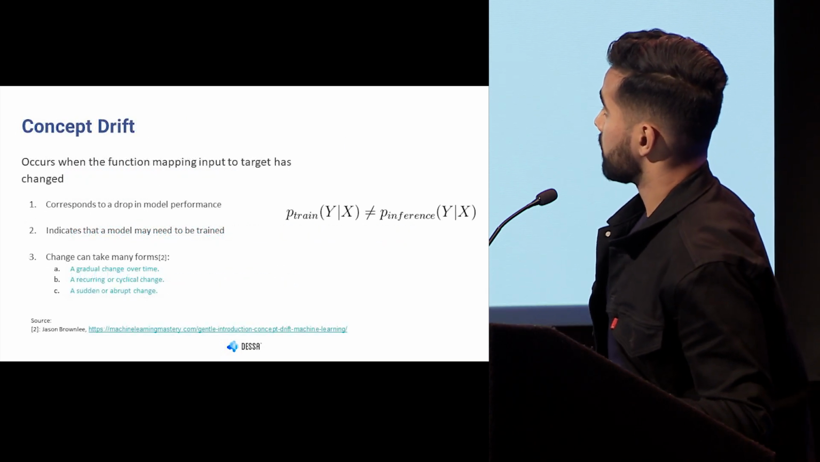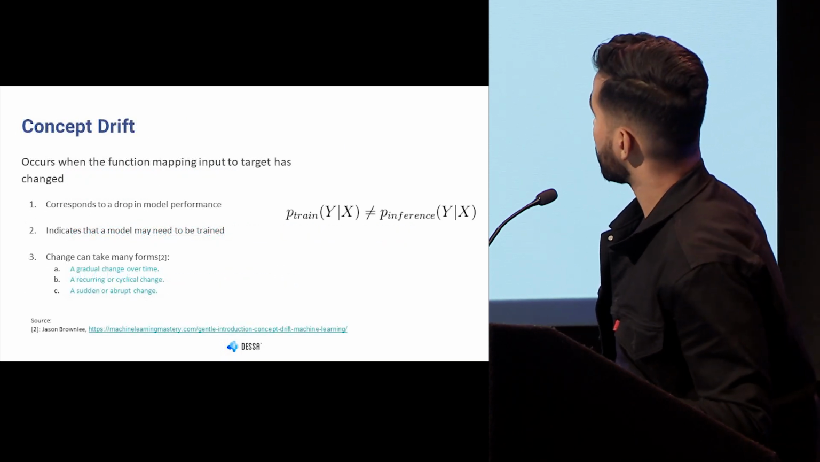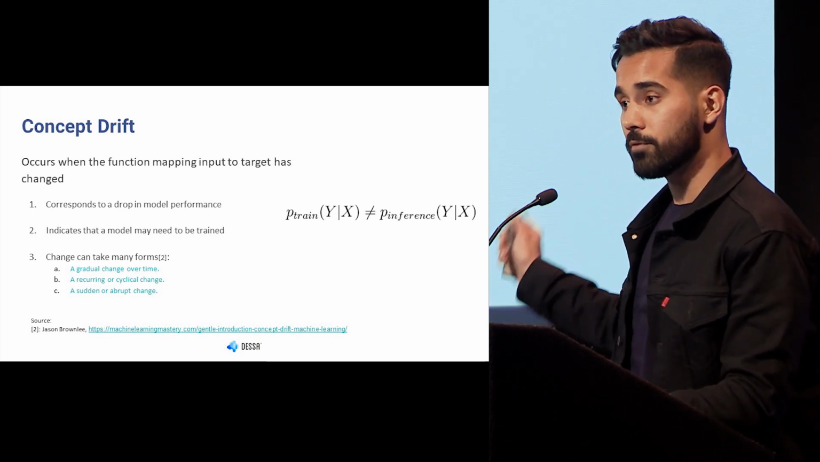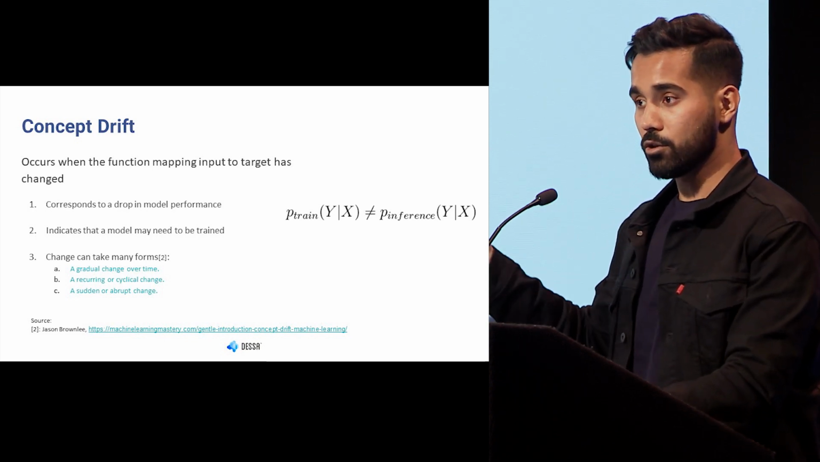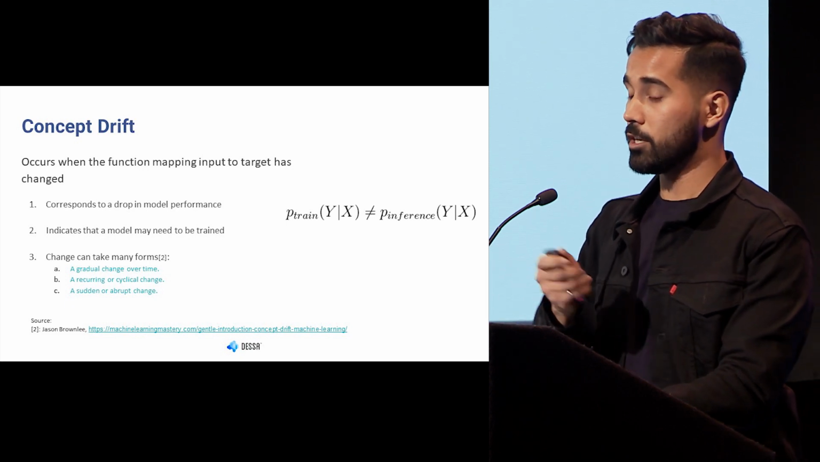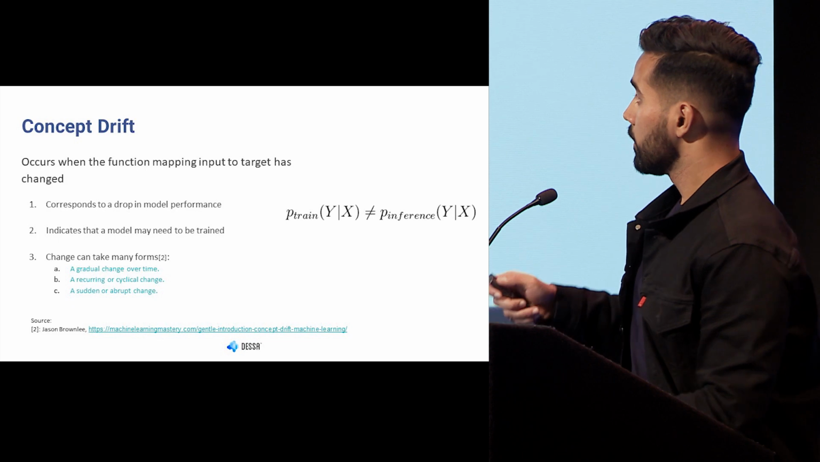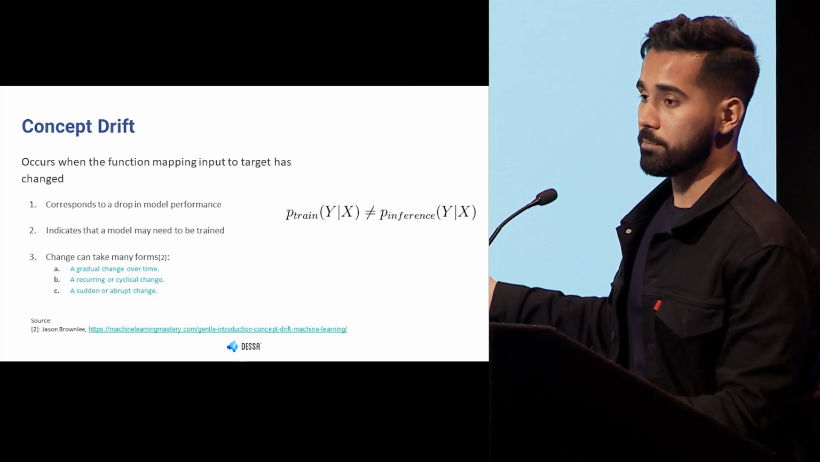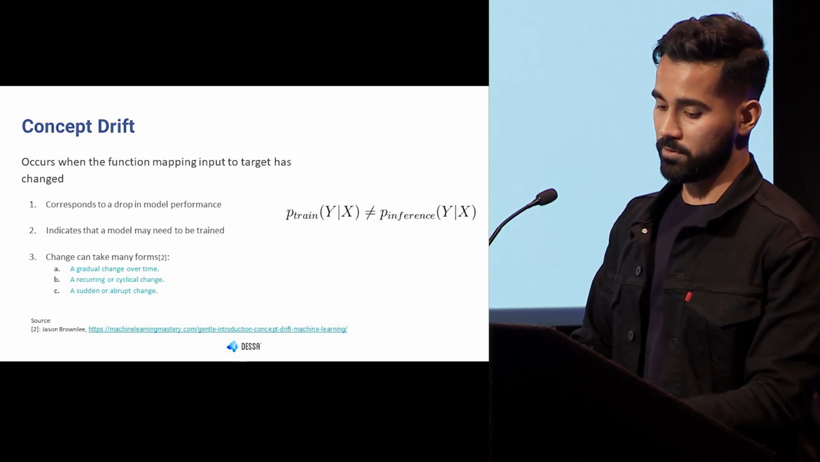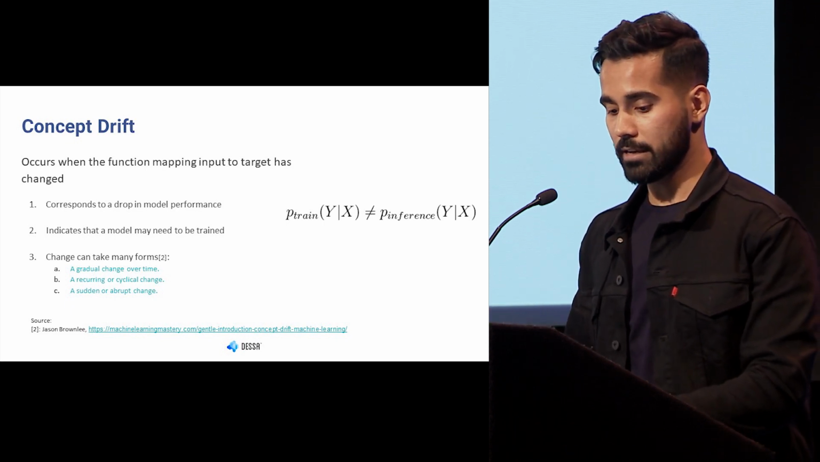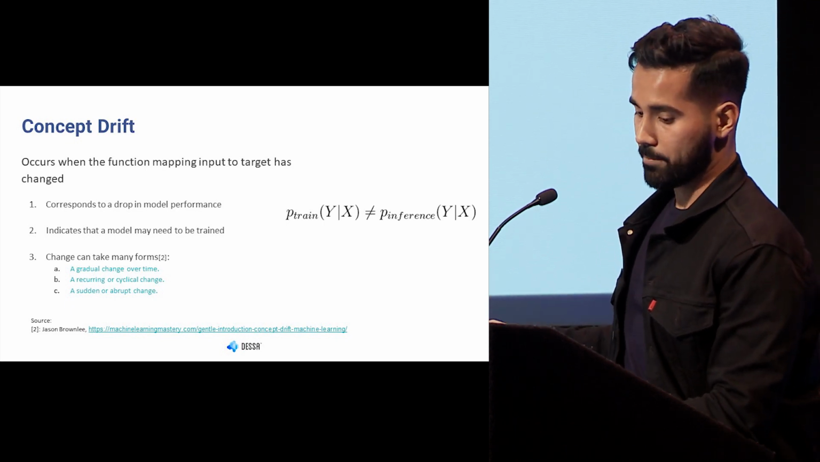The next thing that comes up is concept drift. Concept drift happens when the actual function, the probability distribution of the function that is mapping your target to the input variables, actually changes. And this always shows up as a drop in model performance. It usually indicates your model needs to be trained again. And there are many reasons this can happen, actually.